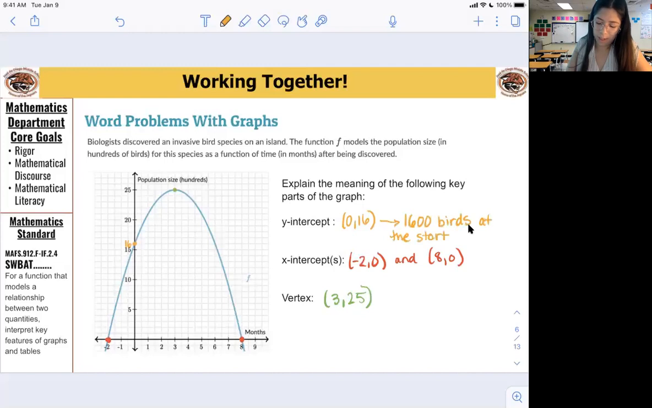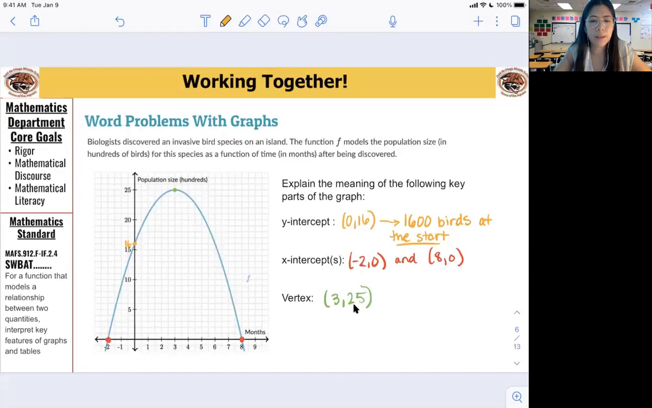So that's a key word. It was at the start. So it looks like they discovered it, right? So maybe this is the day where they started counting how many birds they could find. And they found 1,600 on the first day. Okay. Then I've got x-intercepts, but actually I want to do the vertex next.